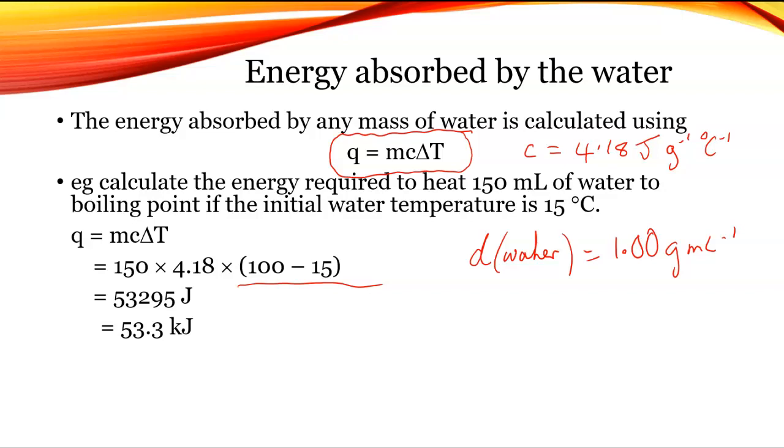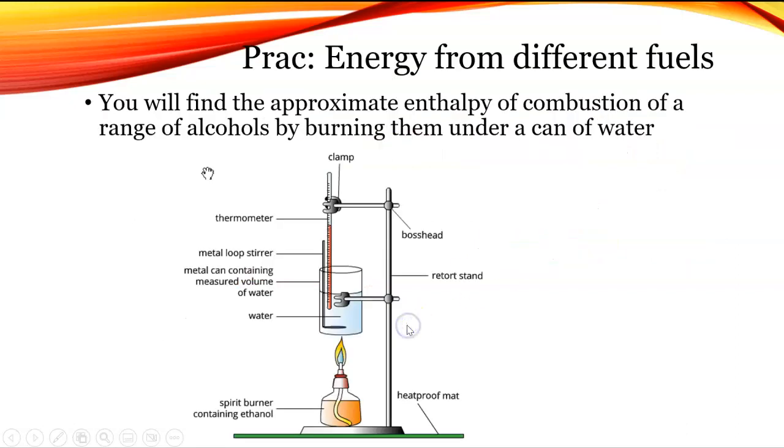So mass times specific heat capacity times the change in temperature, in this case, is going to give us 53.3 kilojoules. That temperature probably should have been expressed as 15.0, because I never intended this question to be 2 significant figures. So this is what the experiment you will do will look like.